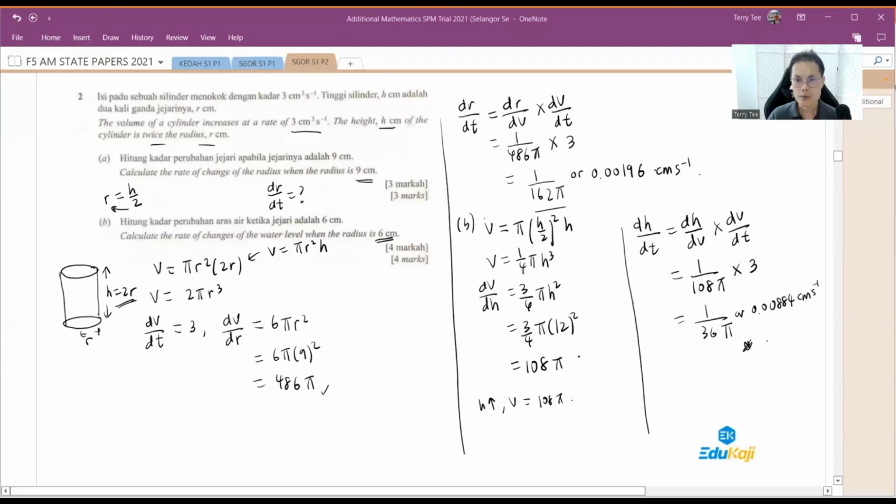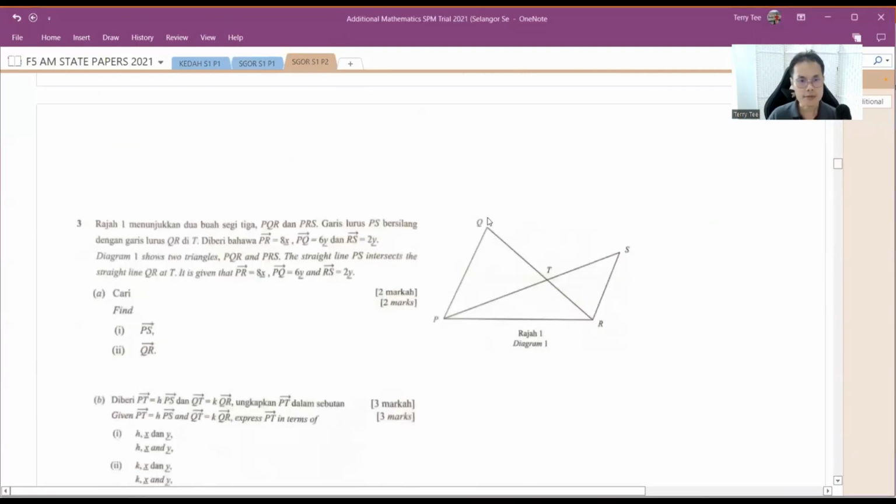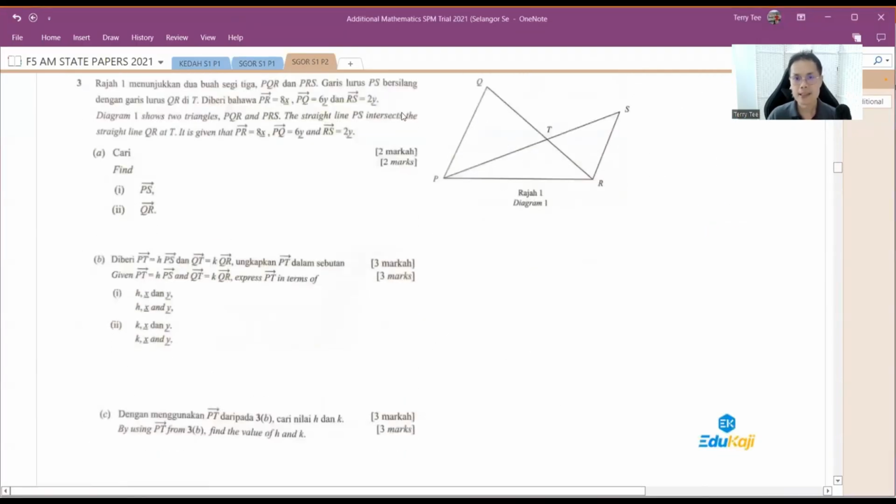Okay, let's move on to question number 3. This is a vector question from chapter 8. This is called vector geometry. So the first thing I need to do is to find the vector PS. Now, for me, I'll label everything in the diagram first. Vector PR is given as 8x. So I'm going to write 8x here.